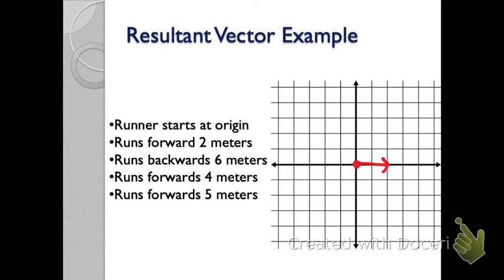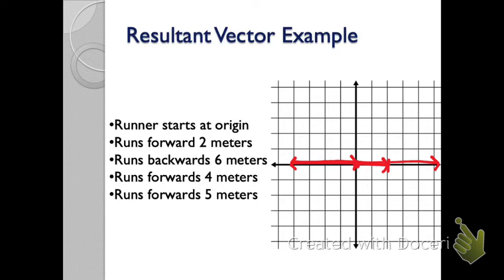Then he runs backwards 6 meters. So am I going to start over at the origin and draw it back 6? No, I'm going to start right from where I was. So I was at the 2 mark. I'm going to go backwards 6. Then he's going to run forward 4 meters. So I happen to be back to where I started, and then forward 5 meters. So there's where I'm at right there.